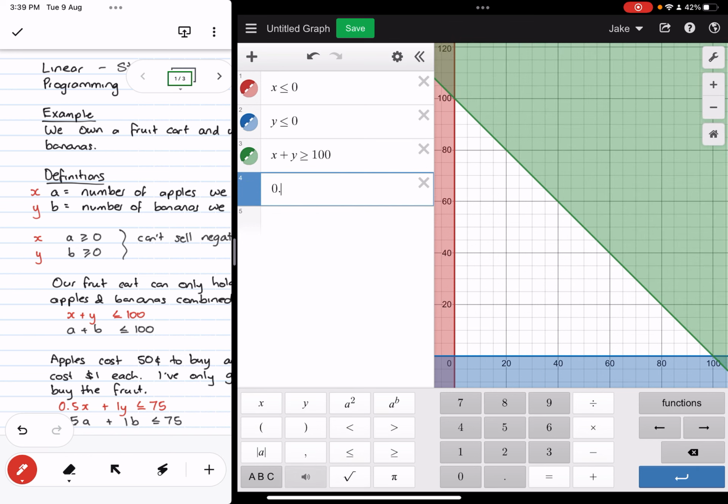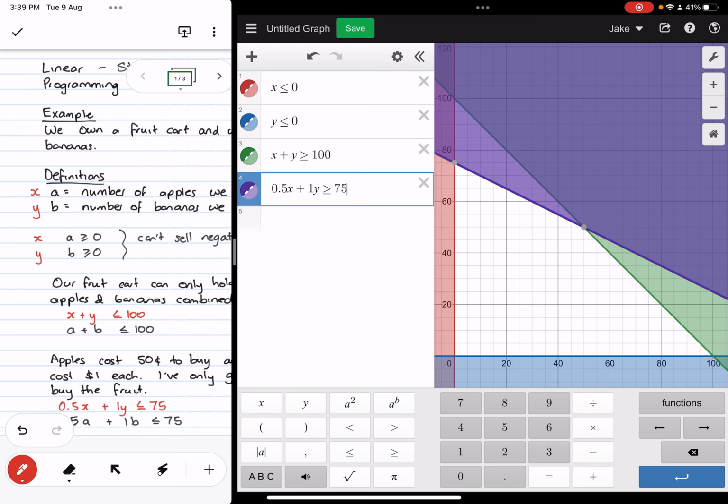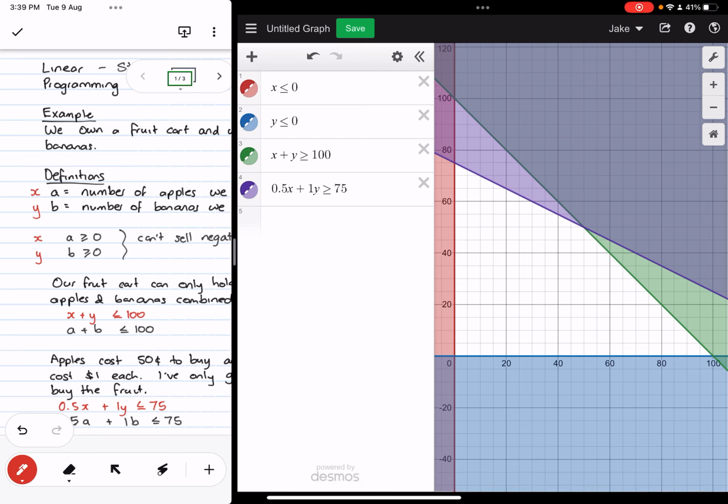And then the final bit is 0.5x plus 1y has to be less than or equal to 75. So we're going to shade out the bit that's greater than 75. And that's the bit where we wouldn't have enough money to buy our apples and bananas. So what we've got now is this white area. This white area is called our feasible region, and any point inside that white region would fit all of our criteria. So I could say 40 apples and 40 bananas. Neither of those numbers are negative, so we're okay. They add together to be 80, so they're less than 100. And if I put it into that cost equation, I'd get $60, which is less than 75, so we know we're all okay.